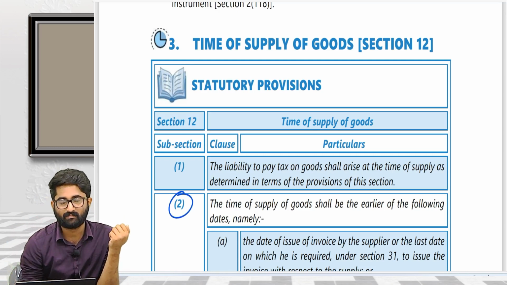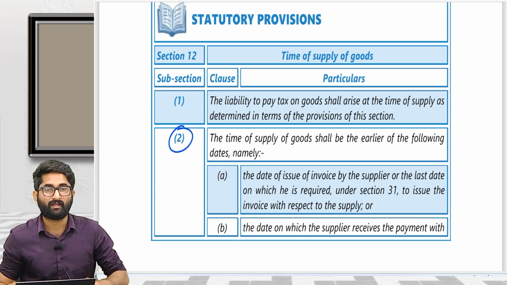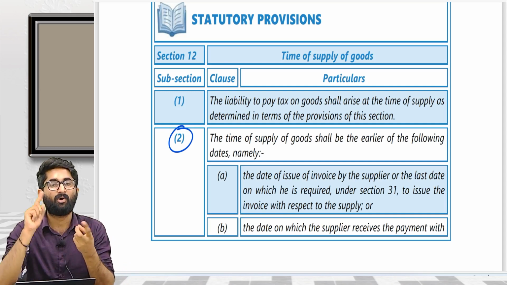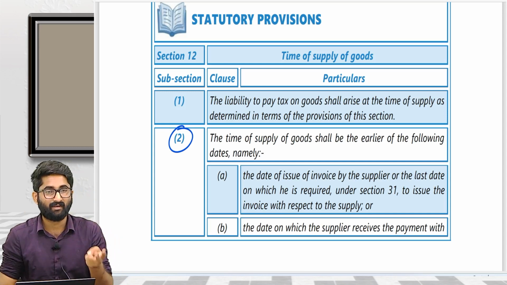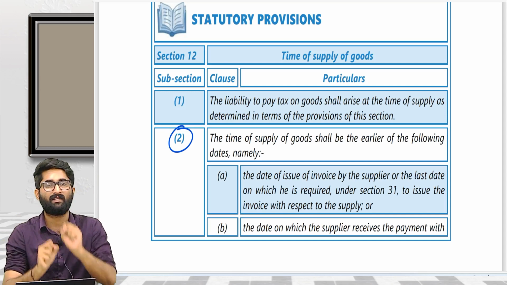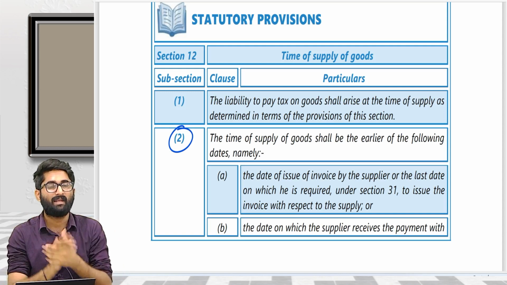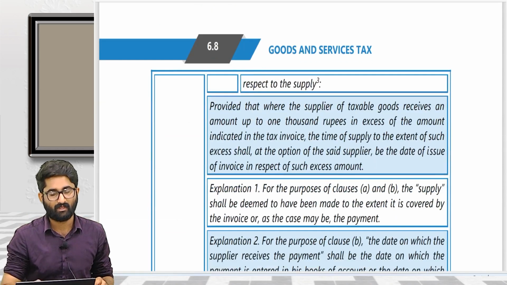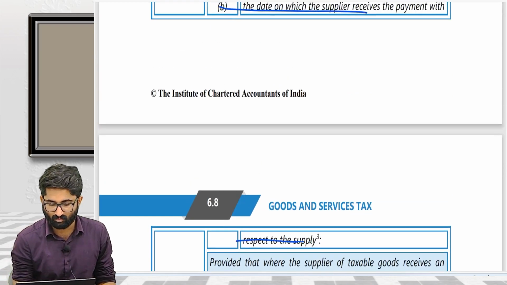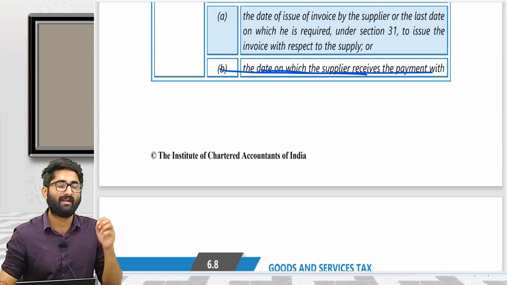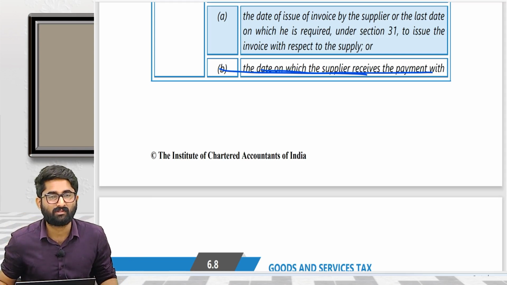Section number 12 subsection 2 says that the time of supply in case of goods shall be the earlier of the following: the date of issue of invoice or the last date to issue the invoice as per section number 31, whichever is earlier, compared with the date of payment, whichever is earlier. Actually, there were two clauses, 12A and 12B, but later, as per notification number 66, section 12B has been removed, and there is only one clause now. What is the time of supply in case of goods under forward charge mechanism?